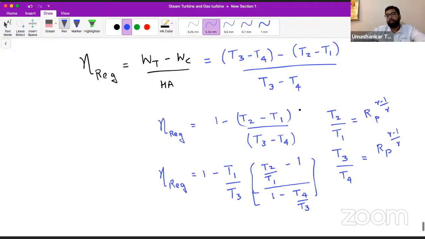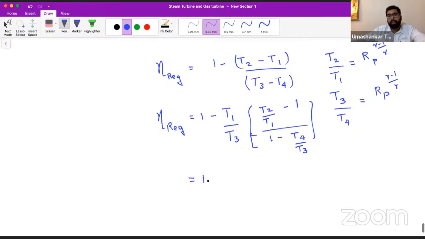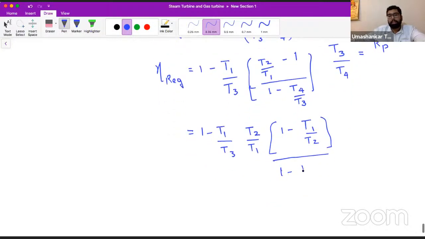That's why I have replaced it with T4. Okay, so if I write like this, is that okay, Harsh? If we further take this T2 by T1 common, it will be 1 minus T1 by T2 upon 1 minus T4 by T3. So this is the efficiency of regenerator we are solving for.